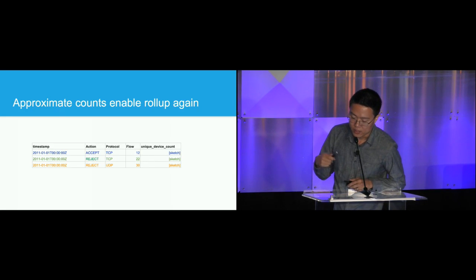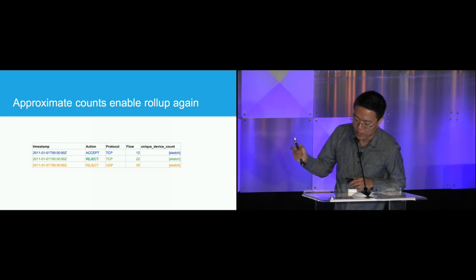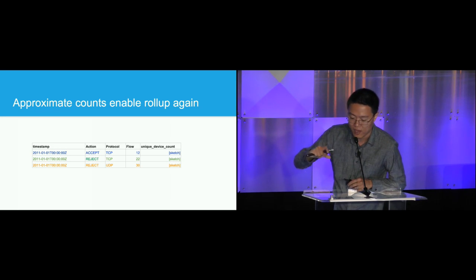So as opposed to storing every single unique device ID, we can actually store an approximation of the number of unique devices that we've seen. This is something very powerful, where we convert device ID into an approximate metric that allows us to roll up our data again. And this allows us to get all the storage and performance benefits of having a smaller, reduced data set.